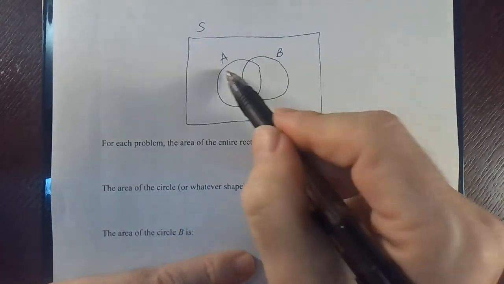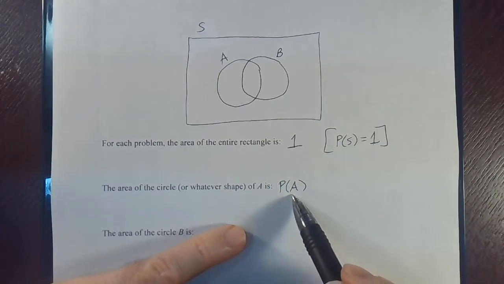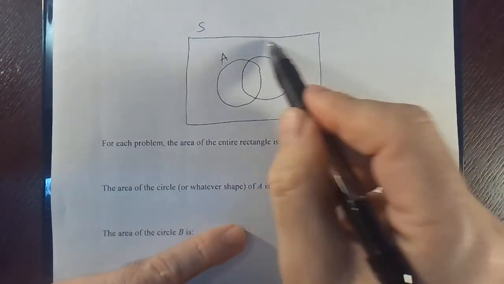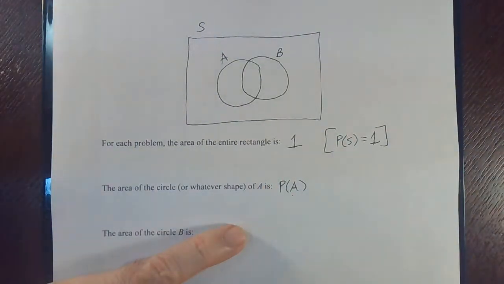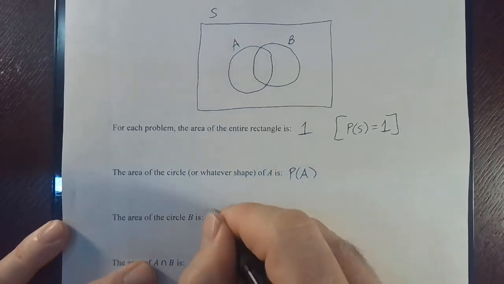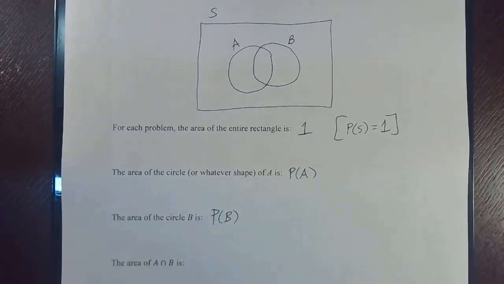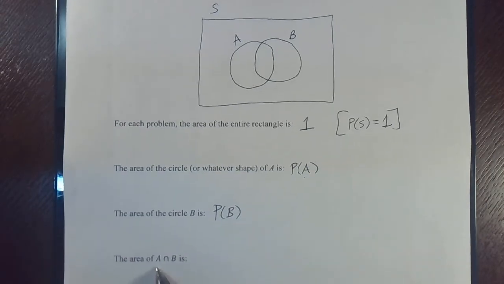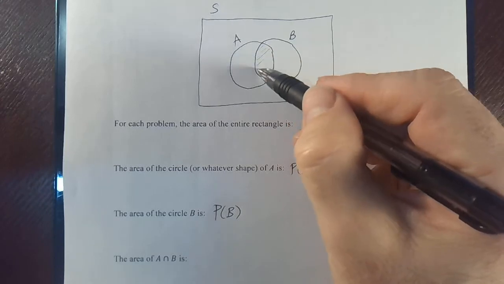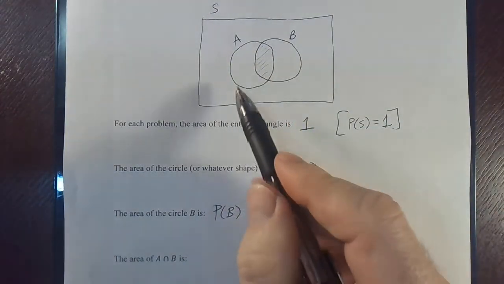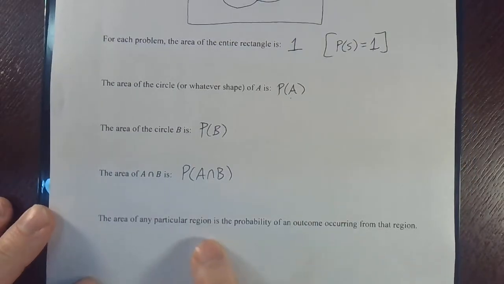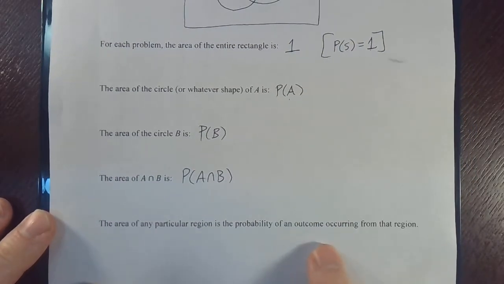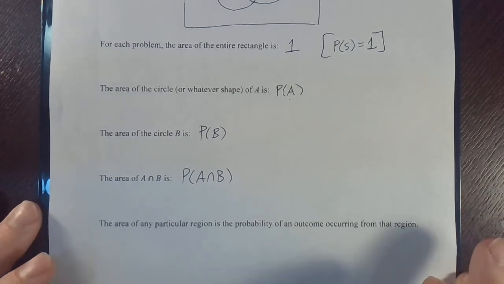So we think of the area of the circle A as being the probability of A. And since it's inside this circle that has area 1, it's certainly going to be something between 0 and 1. The area of circle B, likewise, is the probability of B. The area of this region, which is what? That's A intersection B, this football-shaped region in the middle. Well, the area would be the probability of A intersection B. And the area of any particular region is going to be the probability of an outcome occurring from that region.